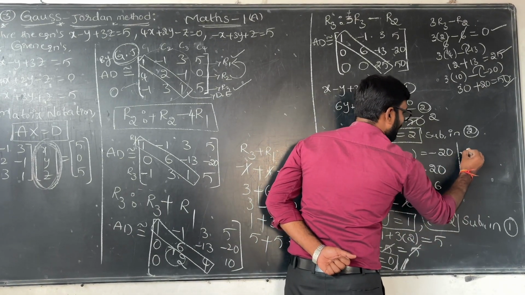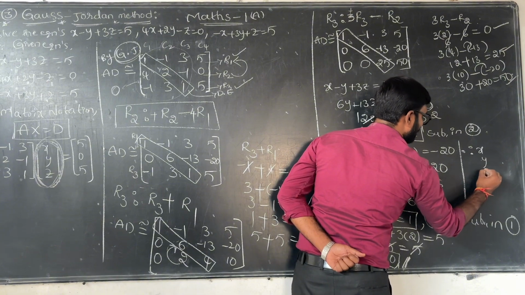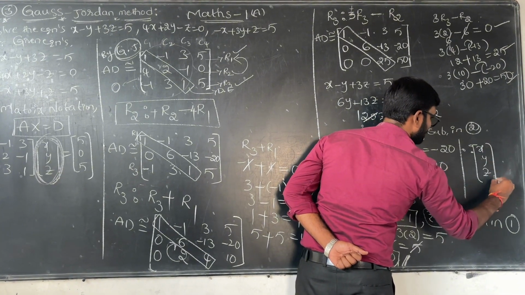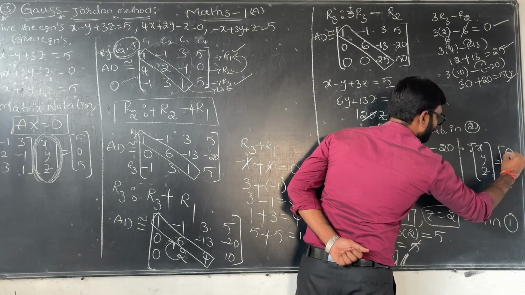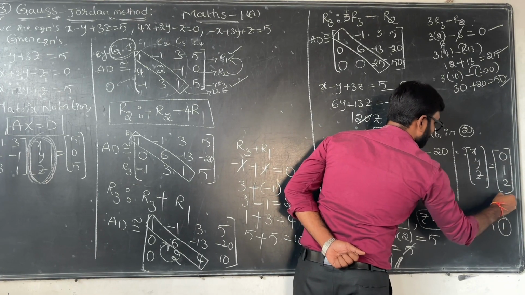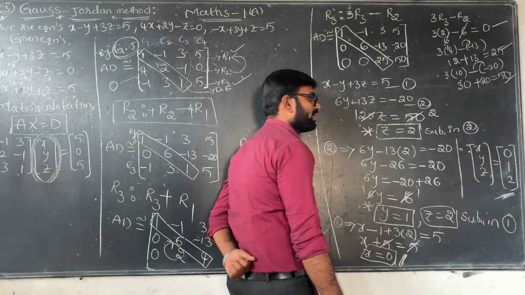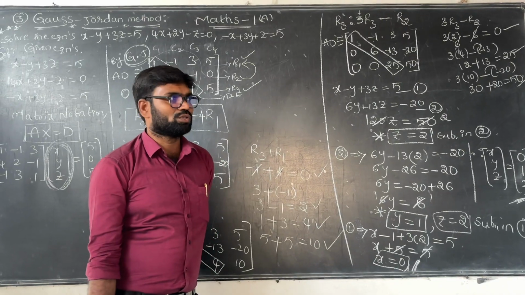So simply, how do we write the matrix notation? x, y, z is equal to 0, 1, 2. This is the solution for the given equations by using Gauss-Jordan.